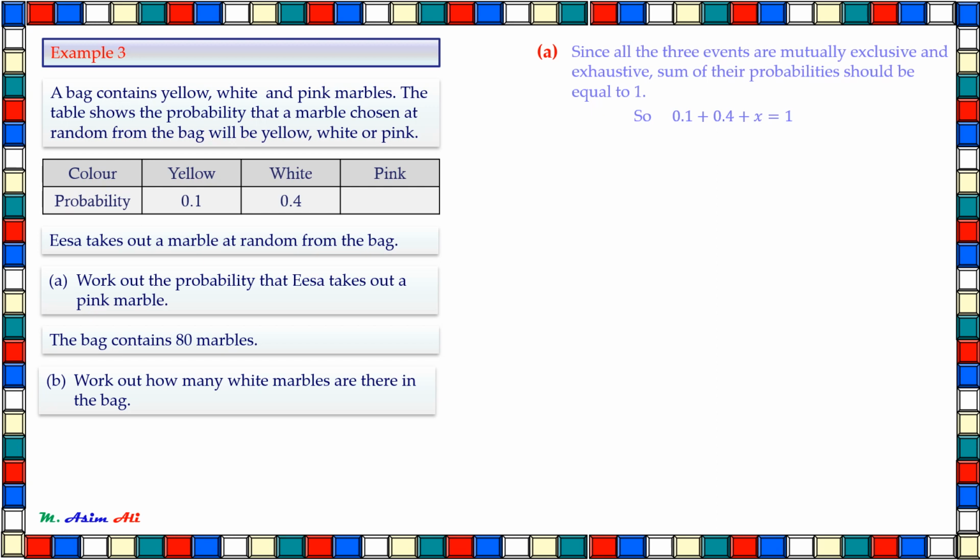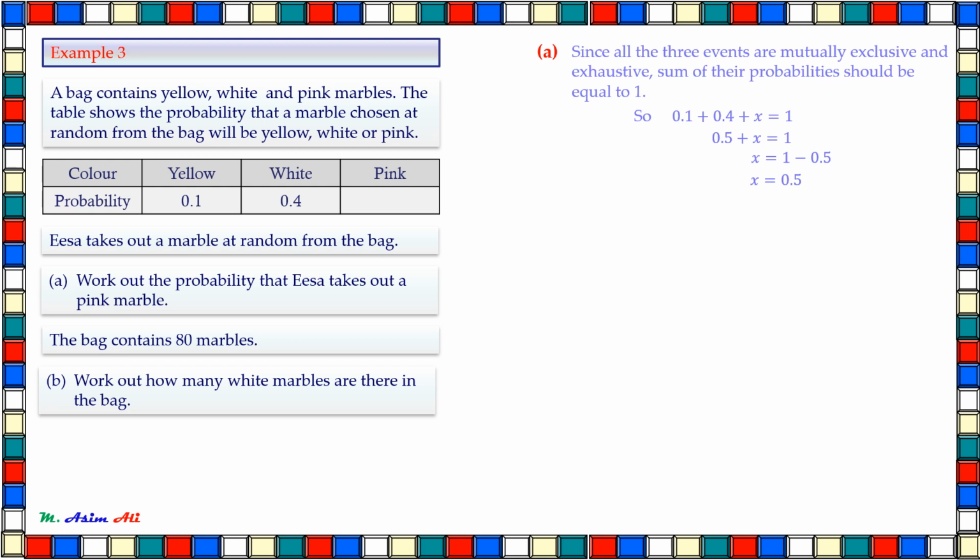Okay, now 0.1 and 0.4 will add to 0.5, and then we have plus x equal to 1. 0.5 should go to the right hand side, and when it goes, it becomes negative. It will be subtracted from 1. So when we subtract 0.5 from 1, we have x is equal to 0.5. So 0.5 is the probability of choosing a pink marble from the bag at random.